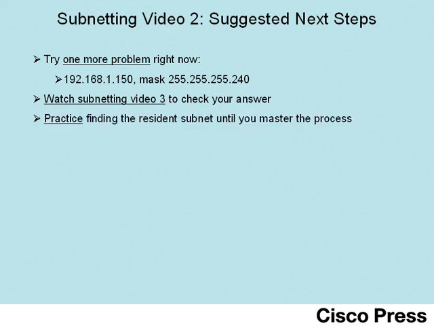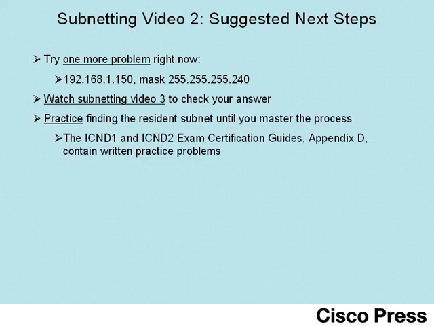The best way to get good at this process and to get fast at this process is to practice. So if you'd like, go ahead and try the problem you see there on the screen now and find the subnet number, and then you can check your work with the process using Subnetting Video 3. To continue your practice, you can go to the ICND1 or ICND2 exam certification guides, which each have an identical Appendix D, which provides you some more practice.